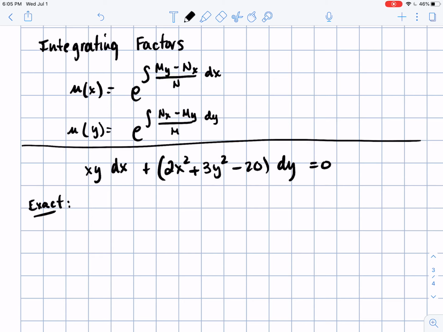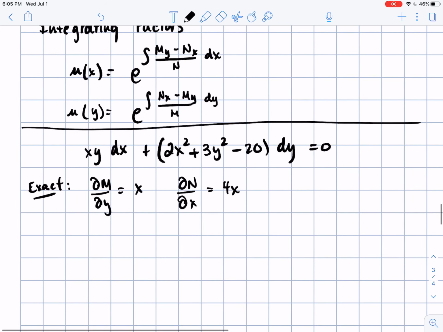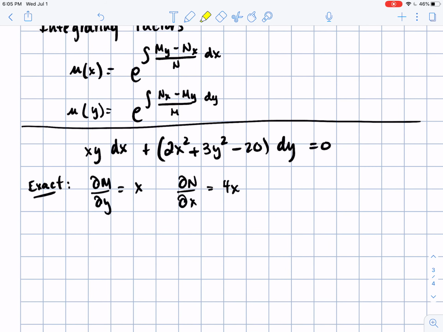So exact or not, let's try this, right? What is your partial of m with respect to y? It would just be x, but your partial of n with respect to x is 4x. Okay, so just going over a couple things. What I would do is focus on this first, because look, it's pretty sloppy if that's your exponent.